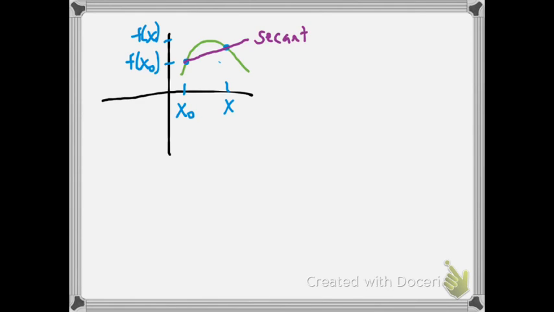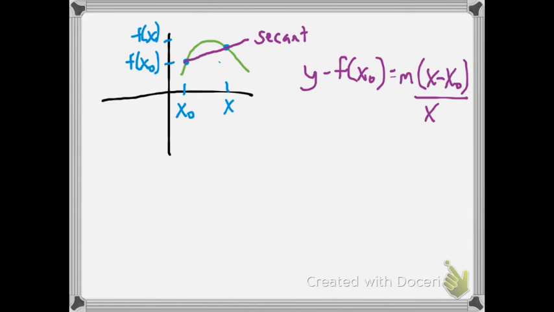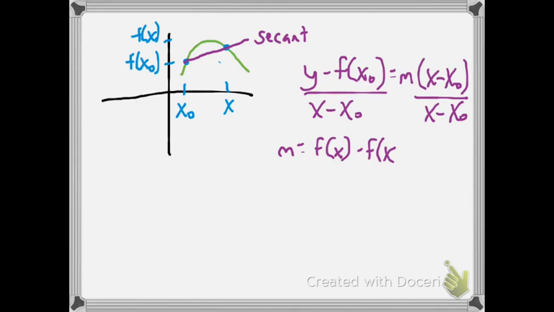And if I wanted to find the slope of the secant line, I would use the point slope form to say that y minus f of x sub 0 equals m times x minus x sub 0. And if I wanted to solve for the slope, I would divide both sides by x minus x sub 0, and I would get the equation we're all pretty familiar with, m equals f of x, which is the same thing as y, minus f of x sub 0 over x minus x sub 0.